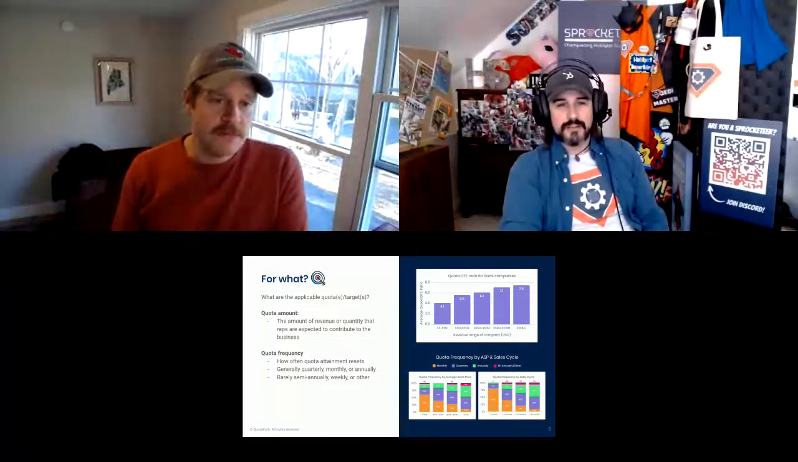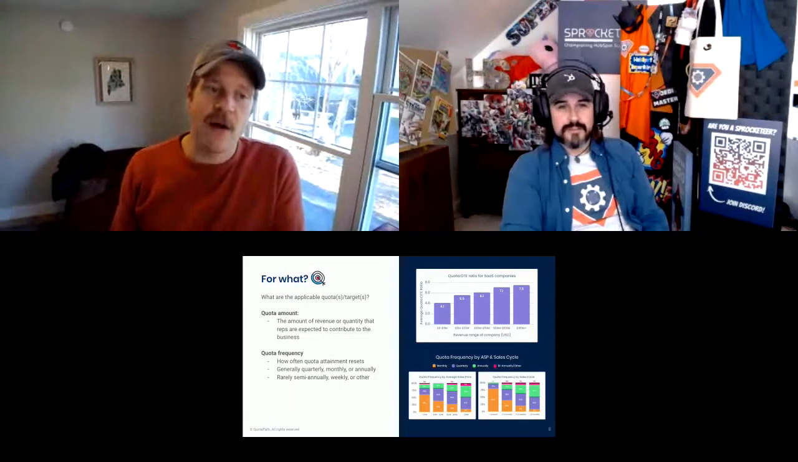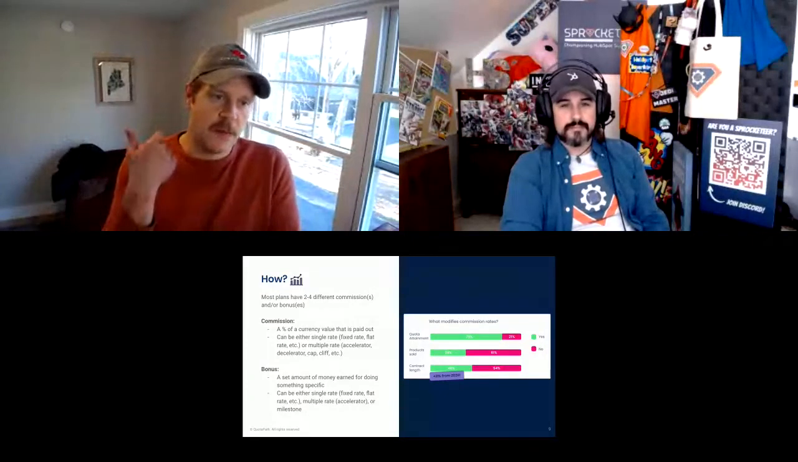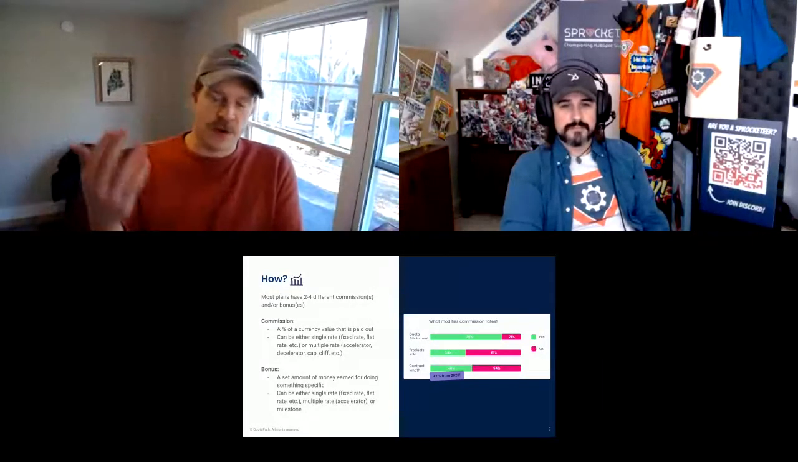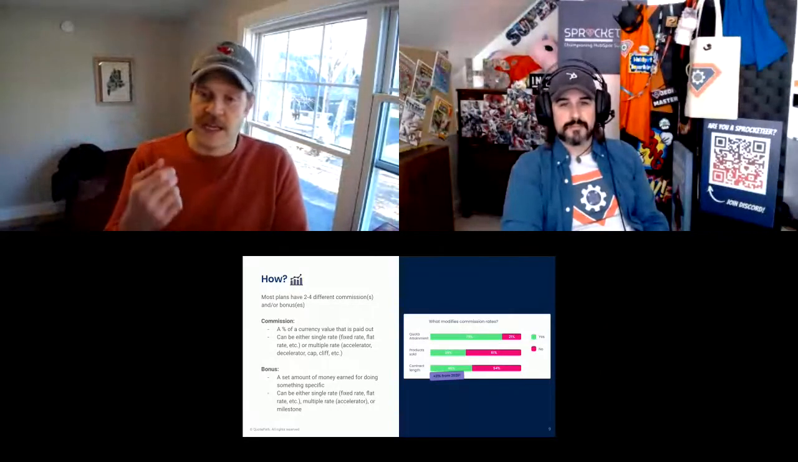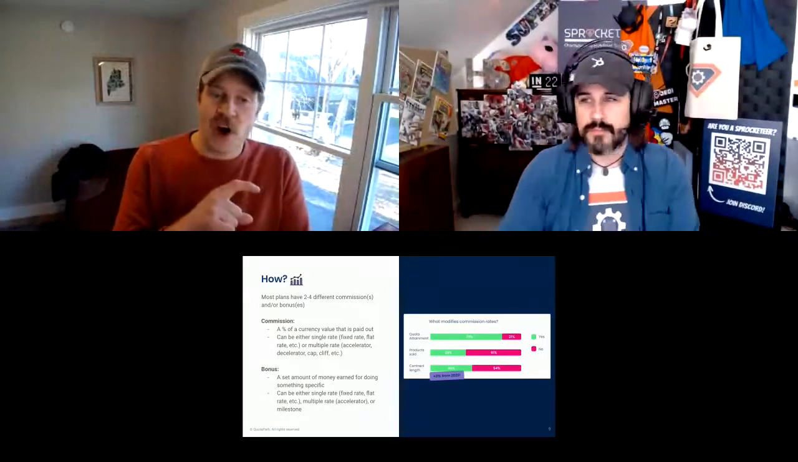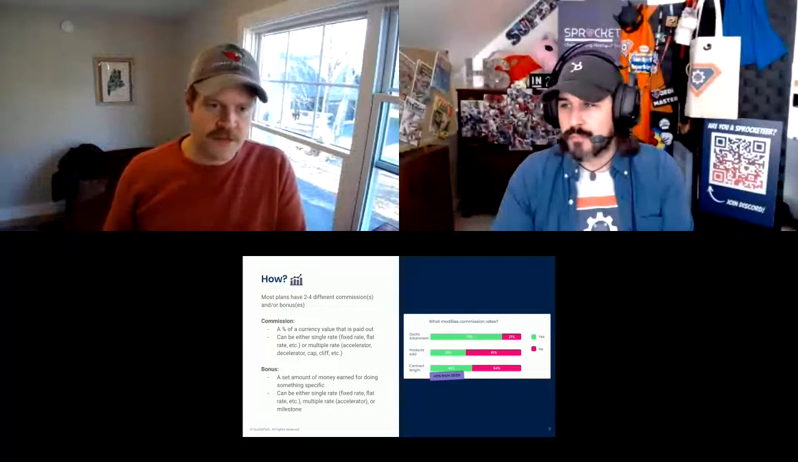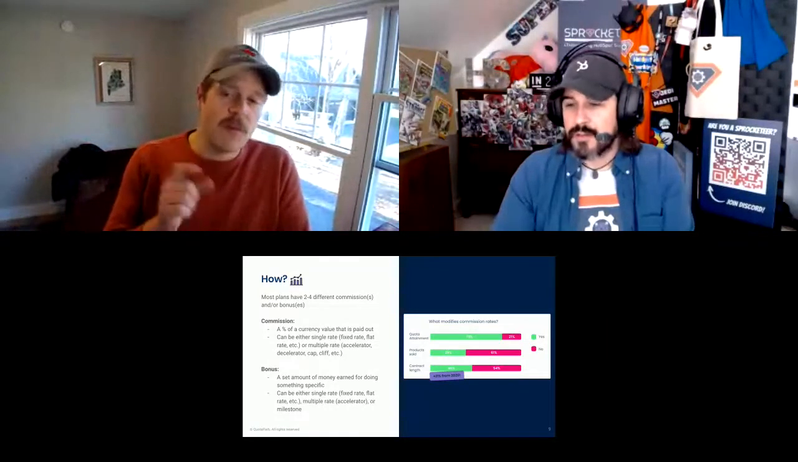Those are the most common. And then how are you paying these people out? Is it a commission? A commission is going to be a percentage of a currency. That can either be a single rate, meaning you earn 10% flat on everything you sell, or multiple rate, meaning it's based off of your quota attainment, or the different products you sell, or the length of your contract. Sometimes you get 10% if you sell a 1-year deal, 15% for a 2-year, 17% for a 3-year, something like that. That's actually becoming more and more common.